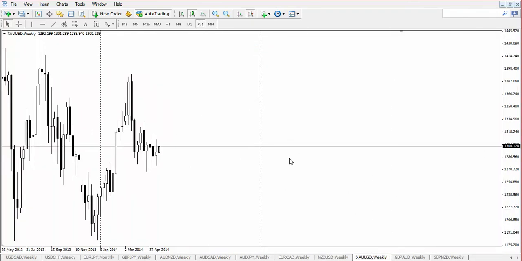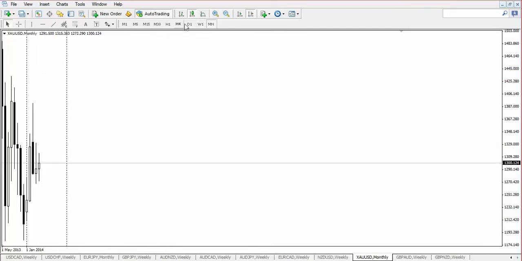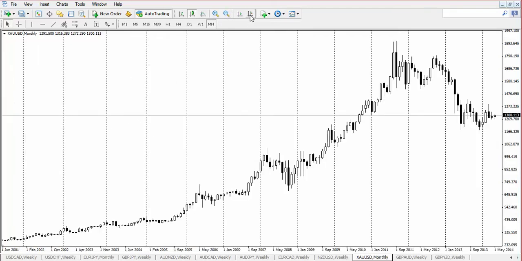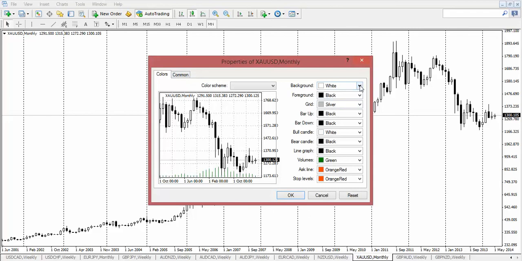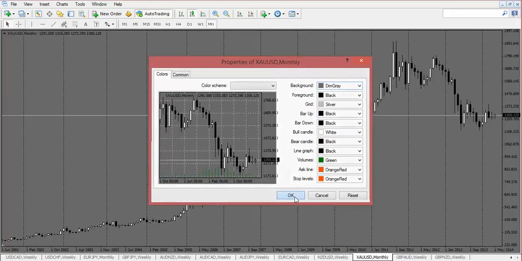Gold, nothing to be seen really on the weekly. I mean, we have had some nice pin bars here. On the monthly chart, this looks as if it might make another turn up, but I'm not going to be trading it. So we'll grey that one out.